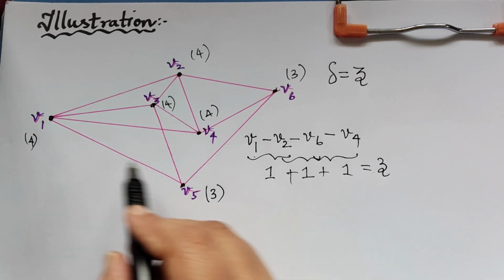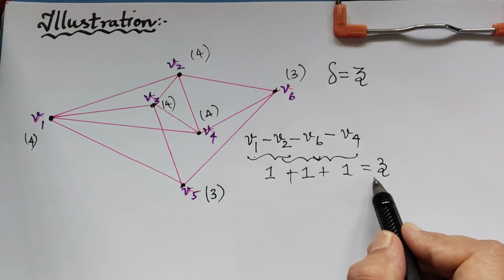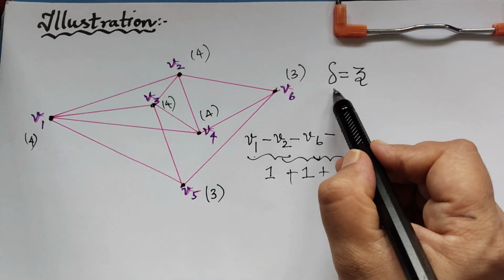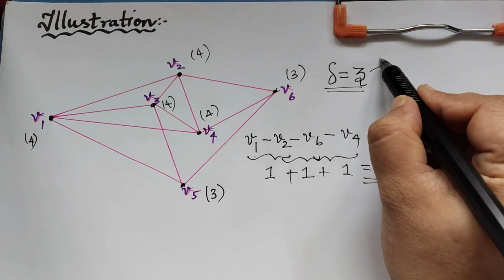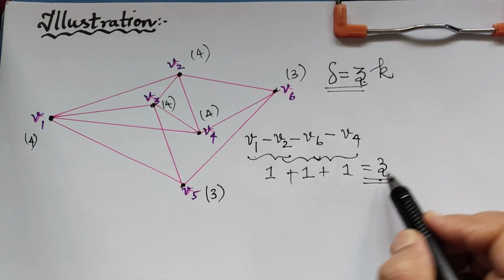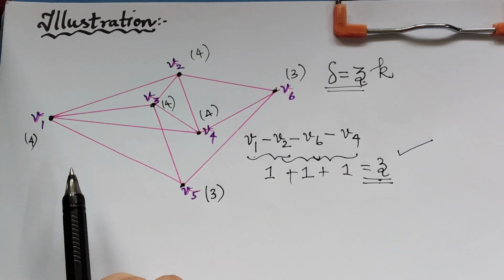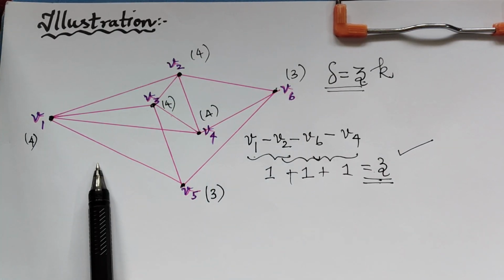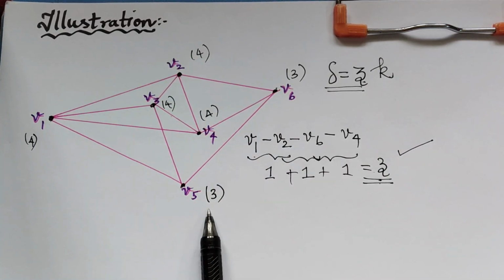So we see that we can find a path of length 3, and 3 is the minimum degree. So the value of k is 3 over here, and we are able to find a path of length 3. Therefore this theorem is satisfied for this graph. So this is the illustration.